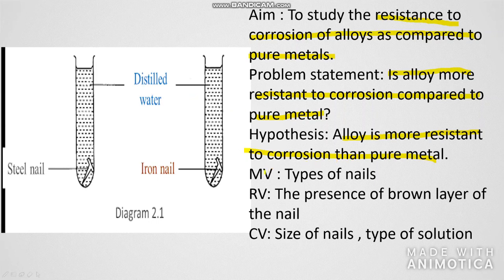So, in this experiment, the MV is type of nail. Dua jenis paku yang kita guna itu steel nail and also iron nail. So, di sini mana satu ialah alloy, iaitu steel nail is alloy. Steel ini ialah satu alloy. So, steel ini lebih resistant to corrosion. So, when you place two of the iron nail and steel nail into the distilled water, iron nail ini akan karat dengan mudah. So, this is the presence of brown layer dalam paku sini.